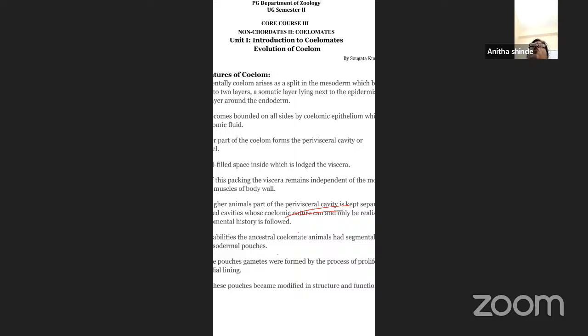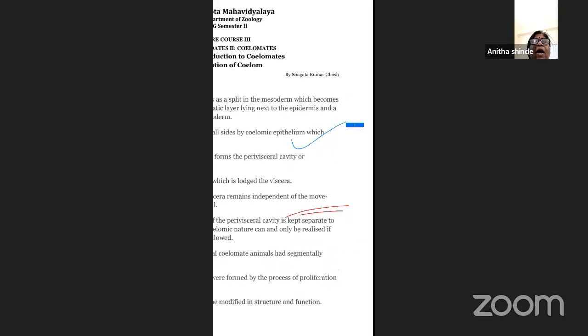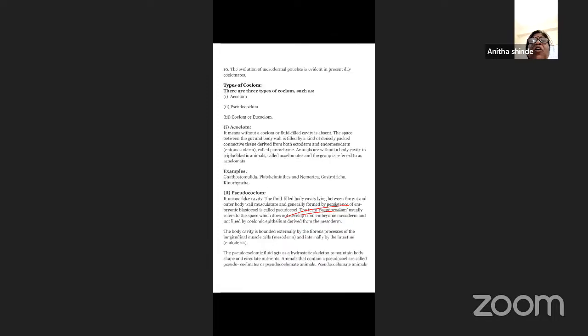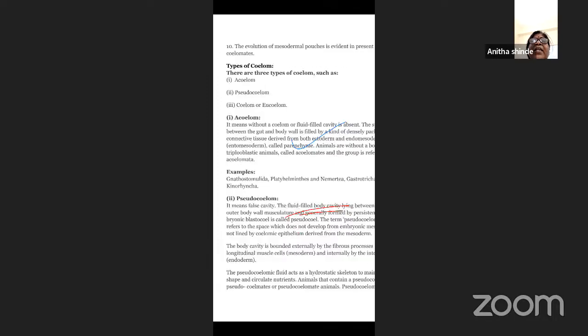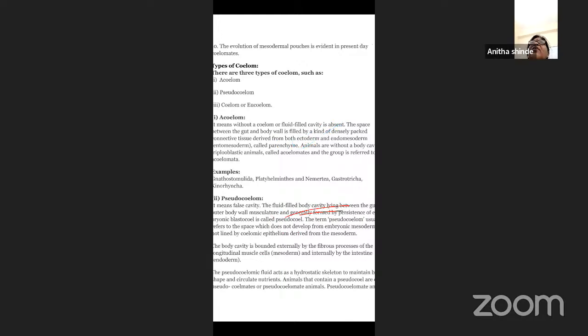So basically, what we can tell in the end is that the coelom originated from the ancestors through the mesodermal pouches, and later on these pouches got transformed into the gametes, and these gametes were formed by the process of proliferation of the epithelial lining. And later on, these pouches, that is the gametes, became modified in structure as well as in function. So that is what they say. Again, the evolution of the mesodermal pouches is evident in the present day coelomates. So we can say that the coelom originated from the mesoderm.